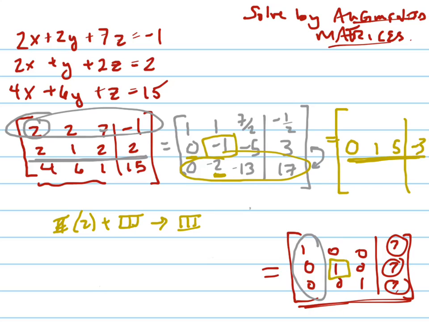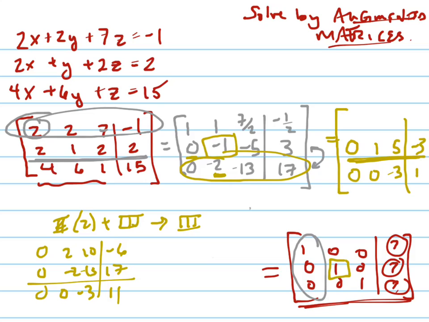So my new row 2 is going to be 0, 2, 10, negative 6. My row 3 was 0, negative 2, negative 13, 17. So when I add those together, I get 0, 0, negative 3, positive 11. So there's my new row, 0, 0, negative 3, positive 11.